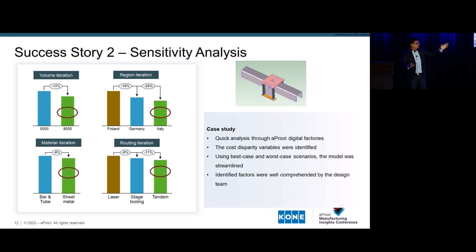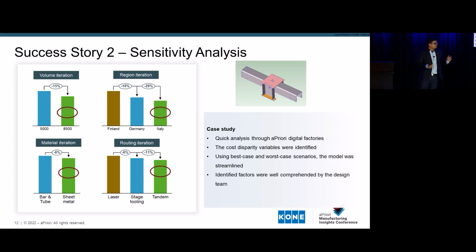Yeah, we know that Italy will always be cheaper than the other two regions, but still how much cheaper, what is the percentage, what is the number, that's our understanding. So we have done this region iteration, and also some material iteration, like whether it is cheaper to go with the bar and tube or whether it is cheaper to go with the sheet metal.